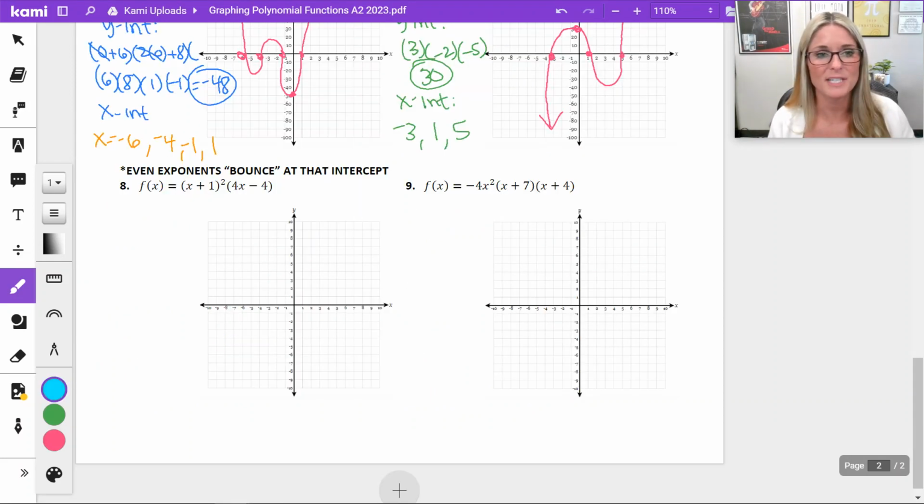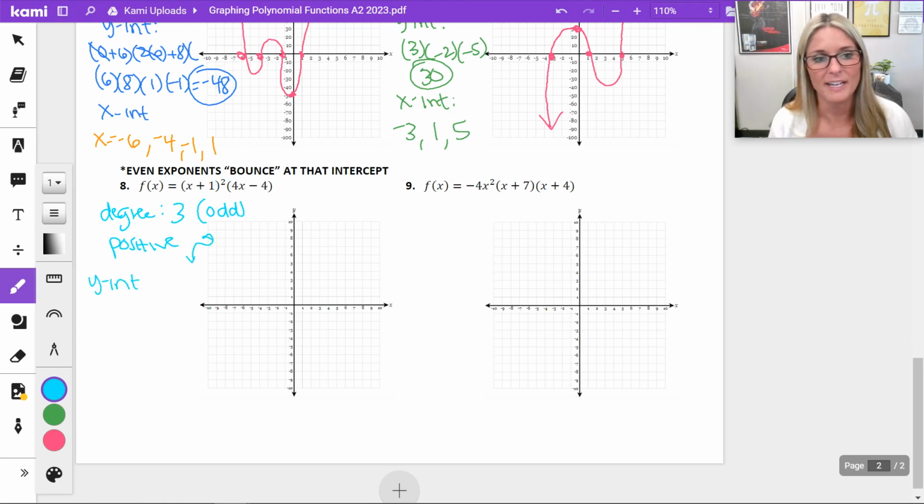2 more examples here. We do have a note up here that we will indicate in a moment. When we have those even exponents on our factors, we're going to bounce on that intercept. So let's first identify our degree. Adding up our exponents on our factors is going to be 3, 2 plus the 1. We have a 3, so odd. Again, it's leading with a positive, so positive, odd, opposite directions, going up from left to right.